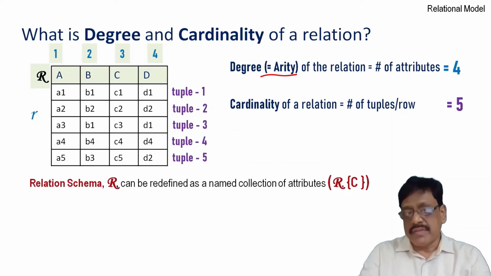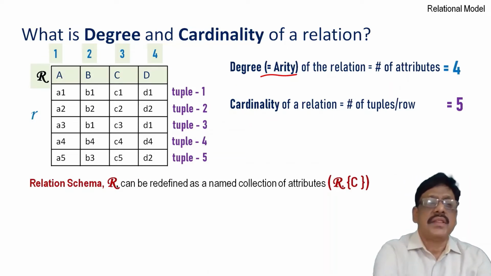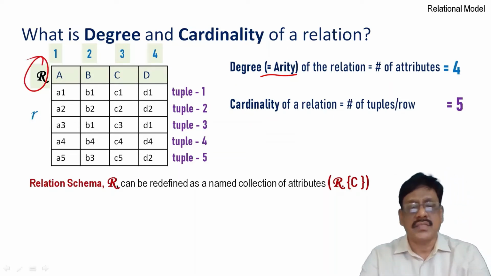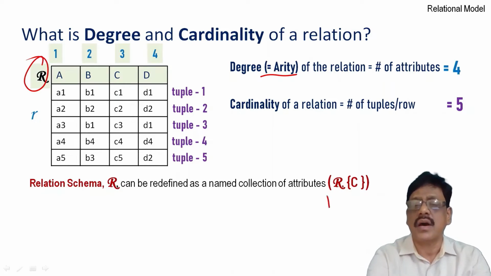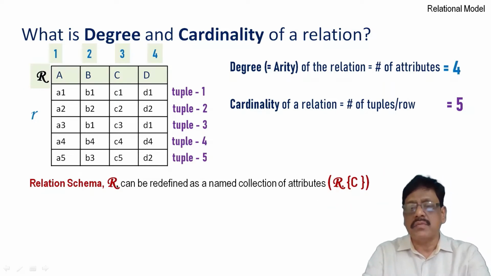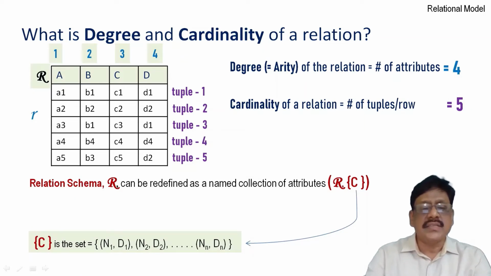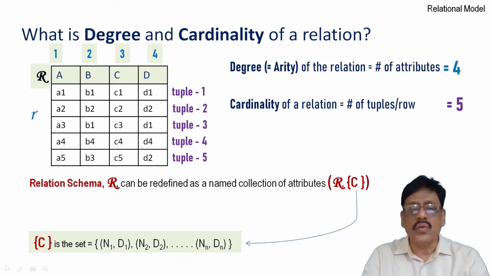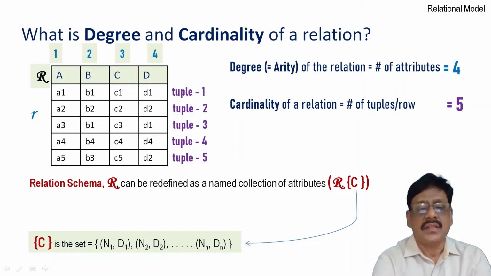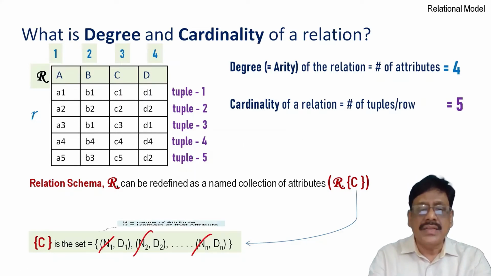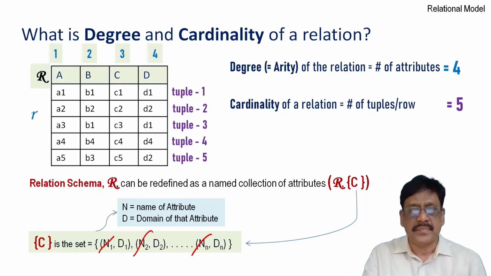And sometimes we also define the relation schema, capital R. This schema capital R is nothing but a named collection of attributes. What does it mean? R is a set of N1, D1, N2, D2, up to Nn, Dn. That means each N indicates the name of the attribute and the D indicates its domain.